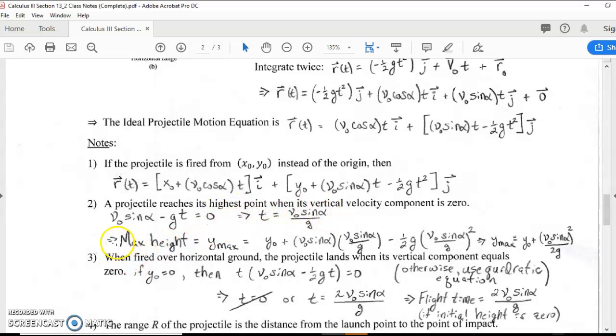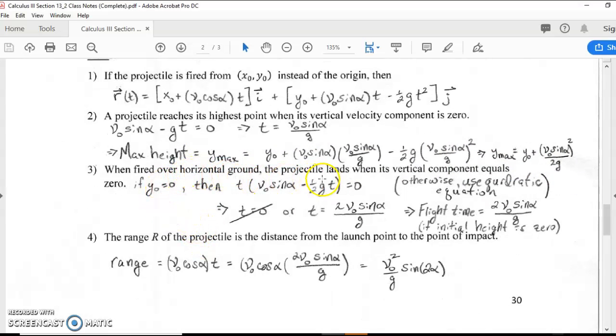So what is its highest point? Its maximum height, or we call that y max sometimes, is y naught, right? Its maximum height. This is its y component. So it's y naught plus v naught sine of alpha times the t that we figured out when it reaches its highest point, which is v naught sine of alpha over g, minus 1/2 g times that same t squared. If you simplify that, y max is y naught plus v naught sine of alpha quantity squared divided by 2g.